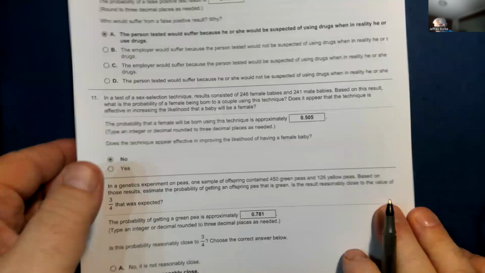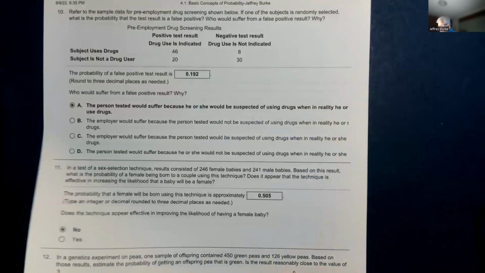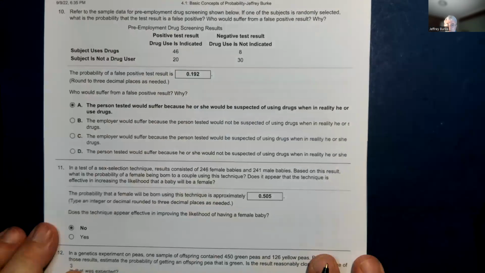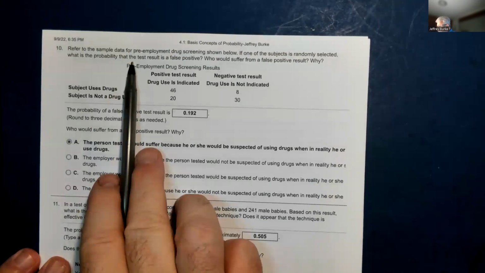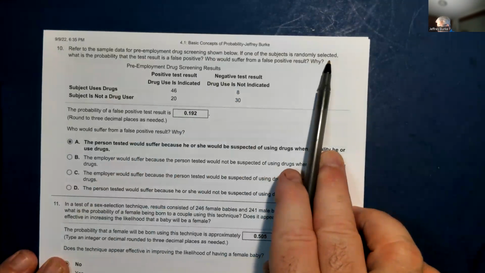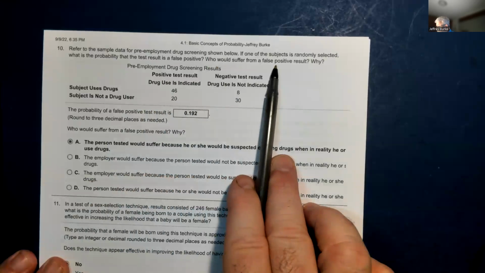Let's go and take a look at another problem here. I just want to kind of see where I'm up ahead. Okay. So this is going to be question number 10. It says, refer to the sample data for pre-employment drug screening shown below. If one of the subjects is randomly selected, what is the probability that the test result is a false positive?